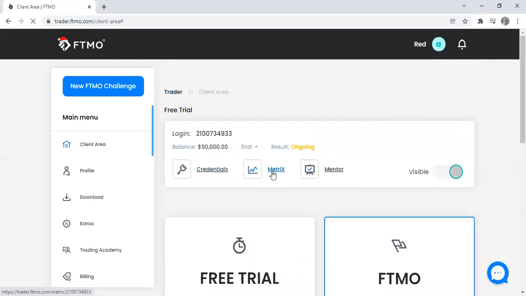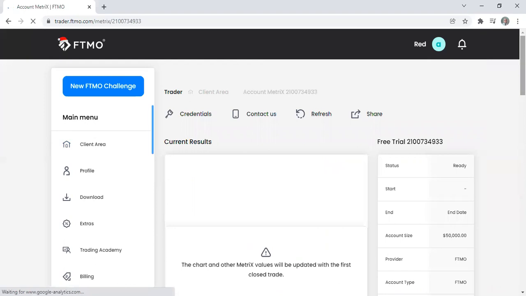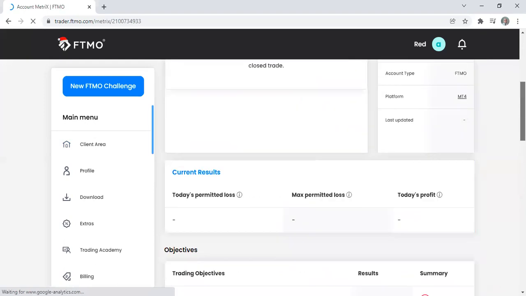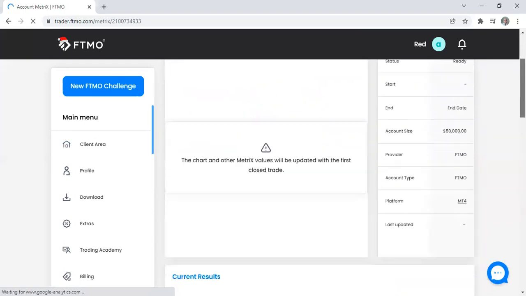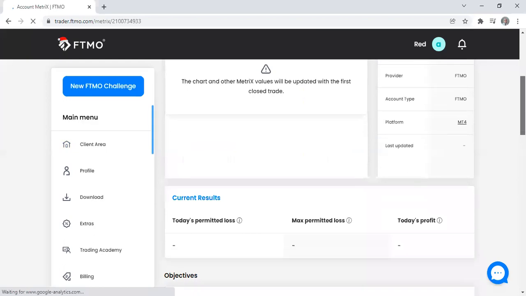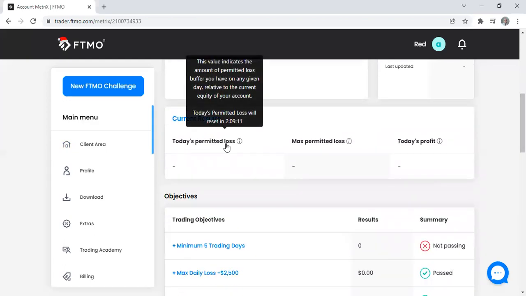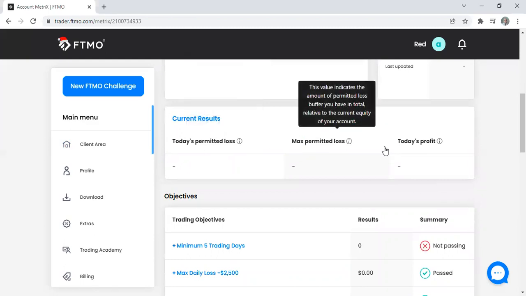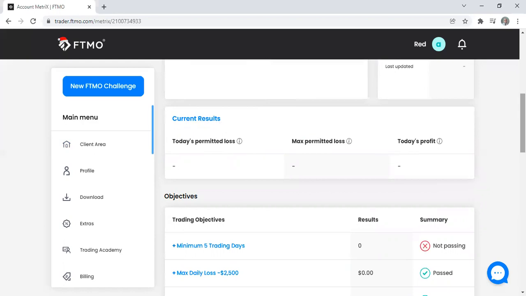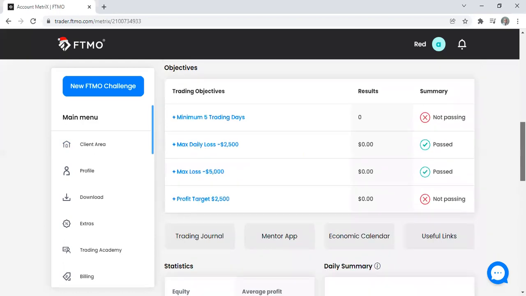Here, account metrics is where you'll get all the details. As soon as you place your first trade, it's going to give you an equity curve, how many trades you've placed, and the percentage growth. It also gives you some nice details on today's permitted loss, max permitted loss overall, and today's profit. So here now for the day.